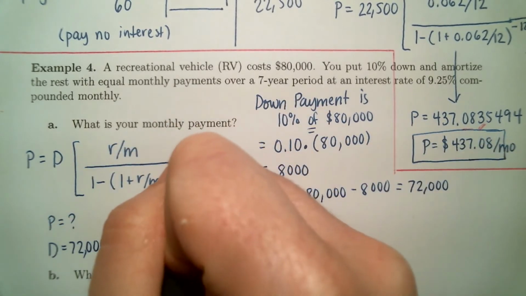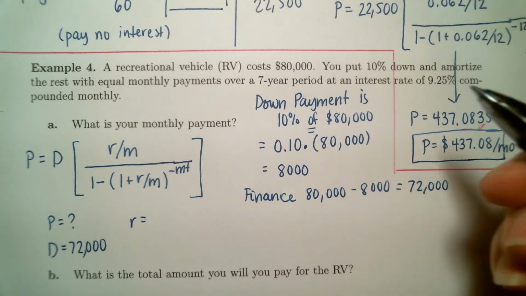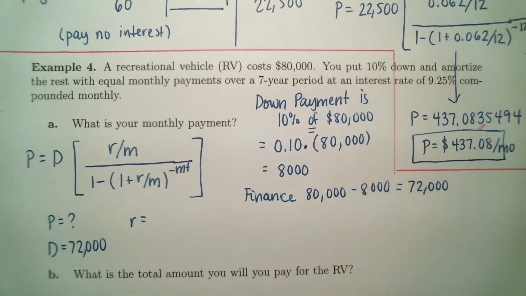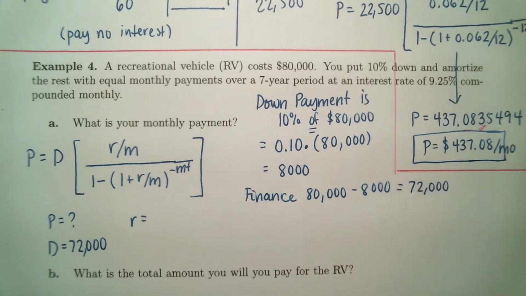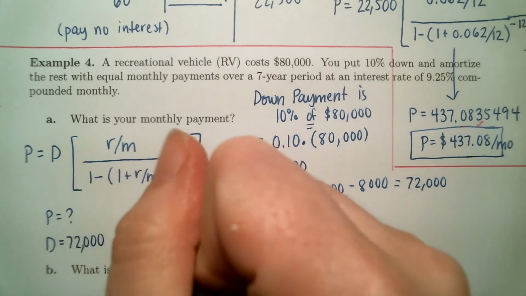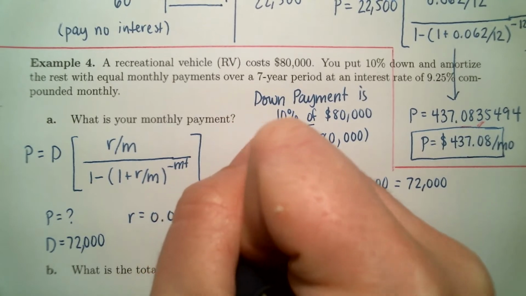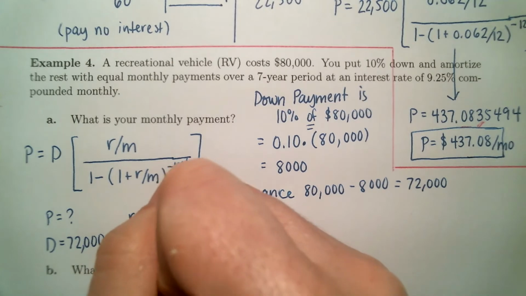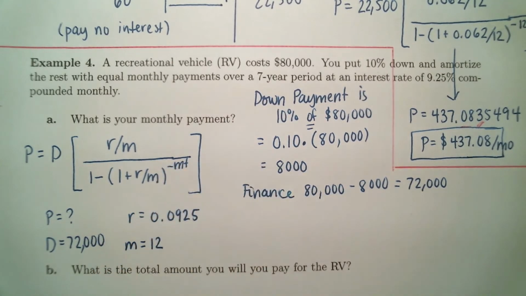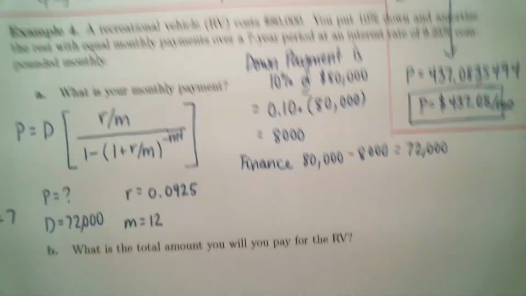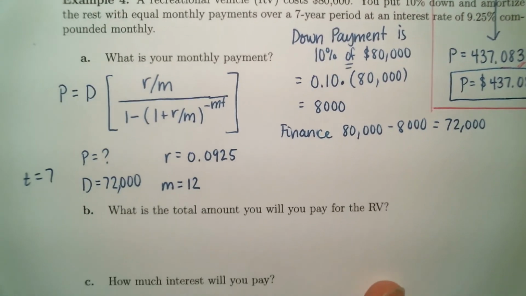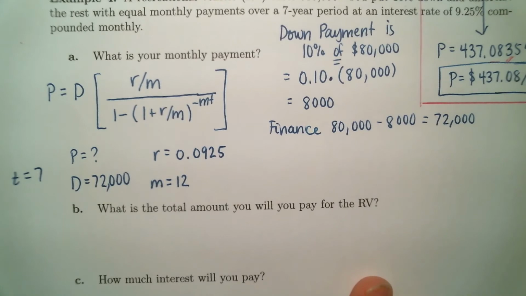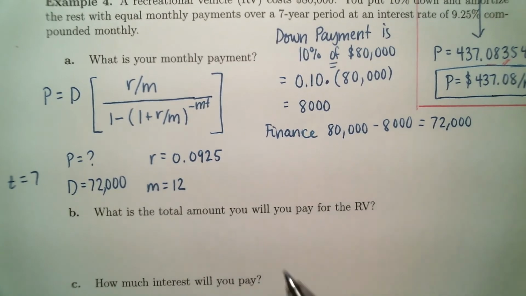R is the interest rate. Make sure you pay attention because you have 2% in the problem. The interest rate is the 9.25%. Convert that to a decimal, that's 0.0925. We are making monthly payments to pay off our debt, so M is 12, and that coincides with how often the interest is compounded on the unpaid balance. Time, we are paying off this loan in 7 years. So T is 7.